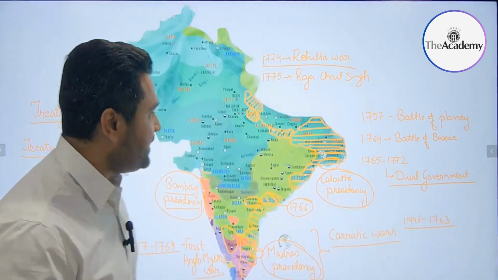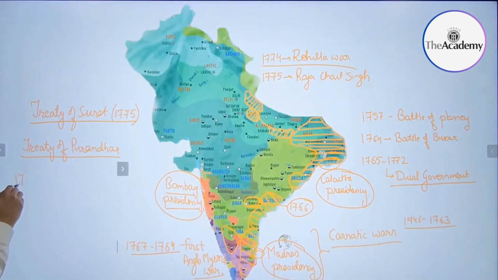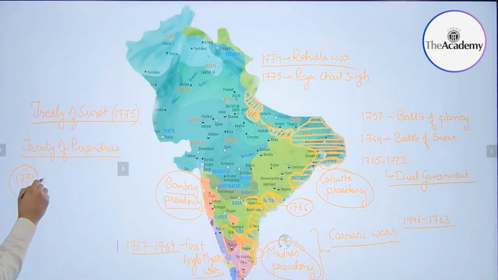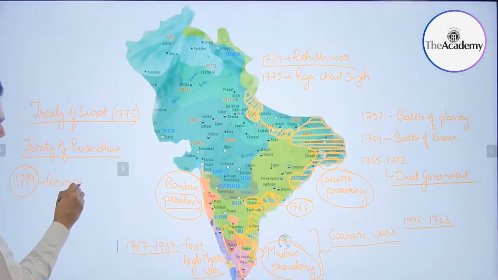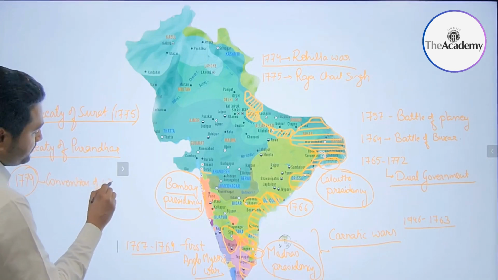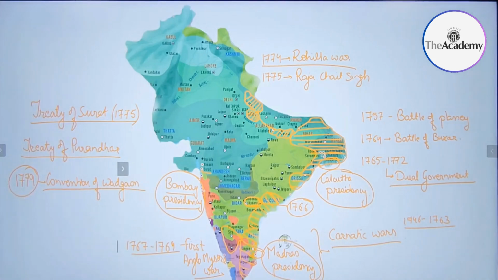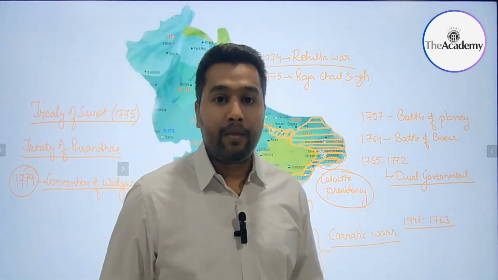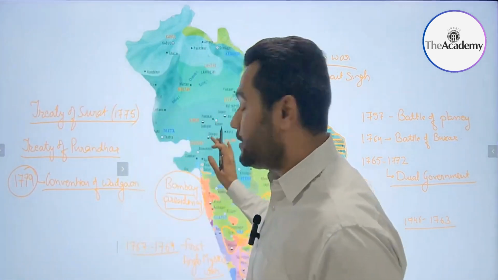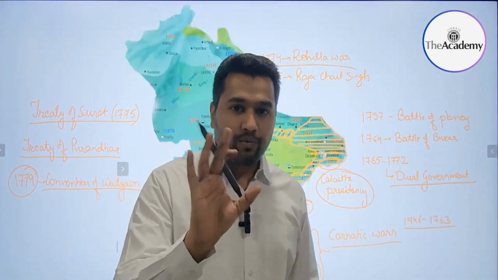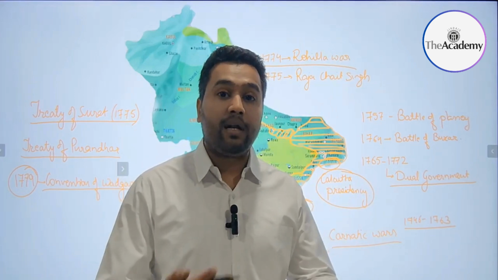In 1779, the Marathas defeated the British decisively and signed the Convention of Vadgaon. The British realized that the Marathas were a force to reckon with. Therefore, the British would not dare to challenge the Marathas.